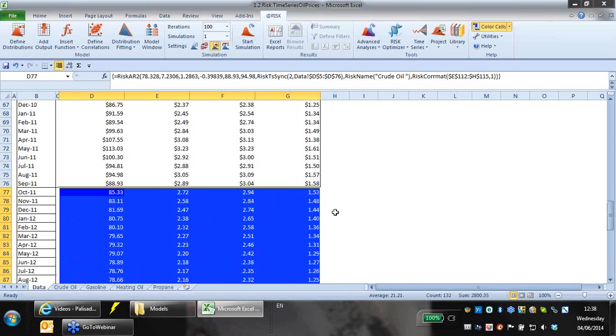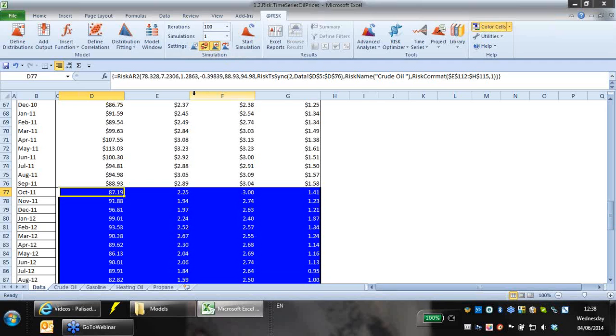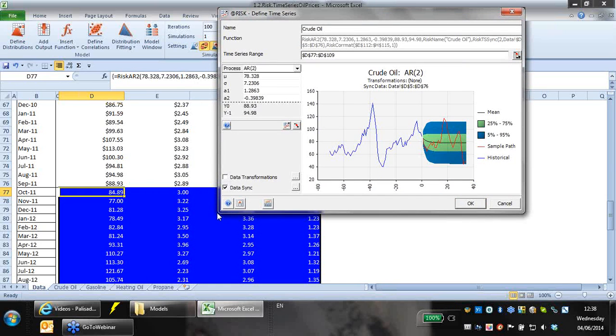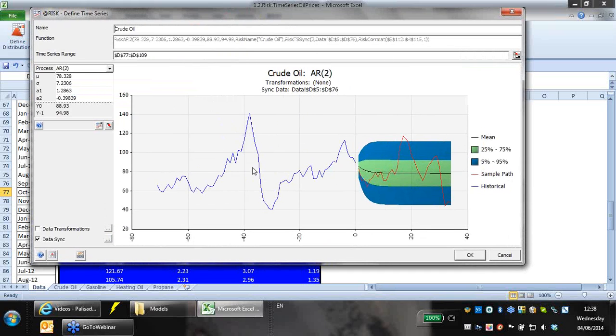Okay, so what we've now got in each of these cells is a prediction for what happens next. Just the same way as before, @RISK is making some predictions about the price of oil, gas, propane and heating oil going forward. If I look at one of these, this is crude oil. That blue line is the historic data, and this red line is one possible scenario for what happens next.